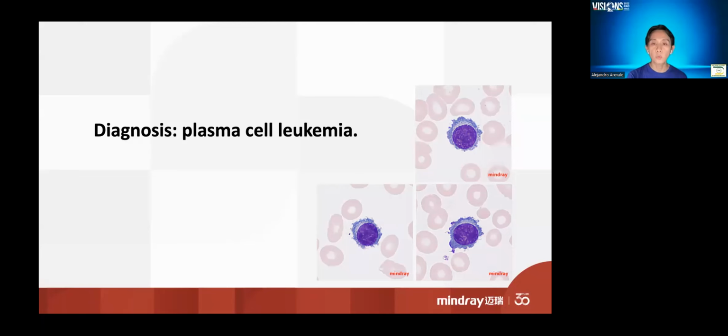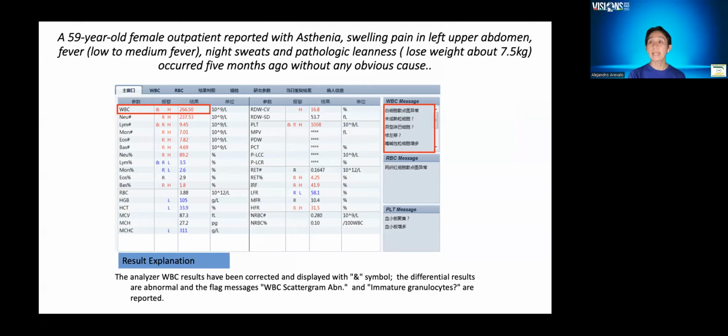of monoclonal gammopathies. And then for the last case, we are presented with a 59-year-old female who presented with swelling, pain and enlargement in the left upper quadrant, night sweats, and weight loss. And as you can see in this histogram, in this CBC, the WBC is highly elevated. There's neutrophilic hyperleukocytosis, accompanied by anemia and marked thrombocytosis.